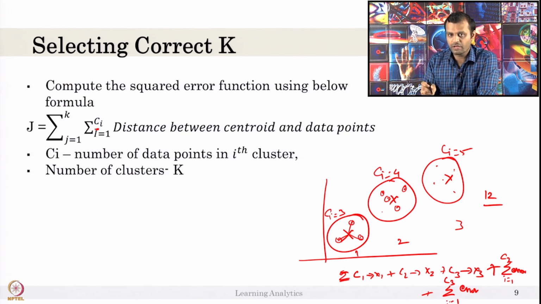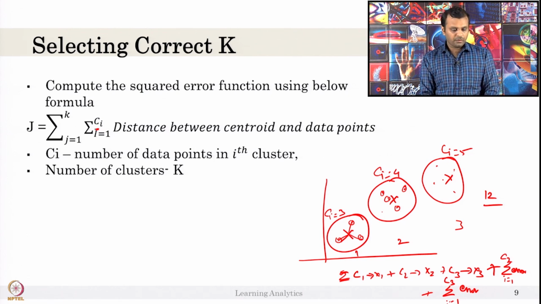If I choose only one cluster, then this complete data will be one centroid, and that value will be the maximum error function. We can't say what the value is, it changes based on the data points, but that will be the maximum error function. If you choose k equal to the number of data points, it will be 0, okay.